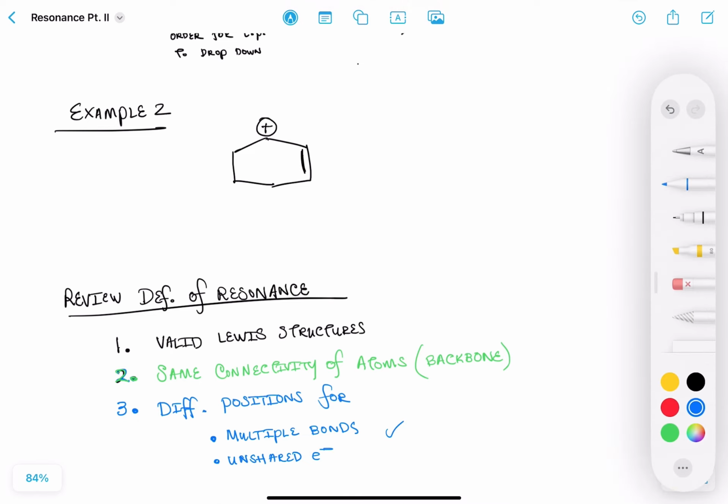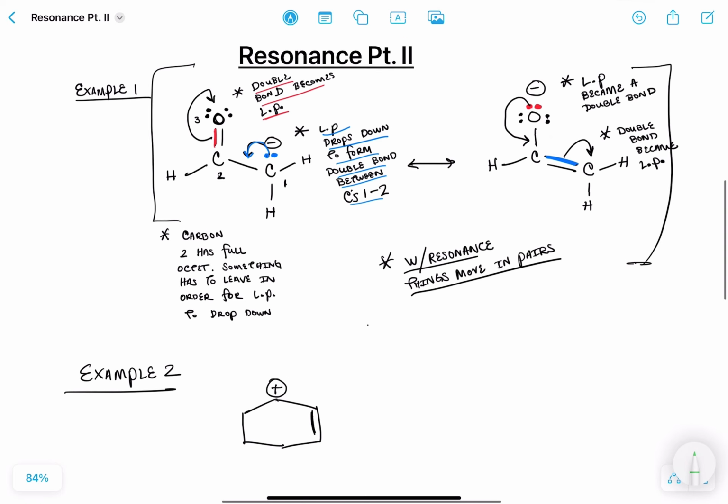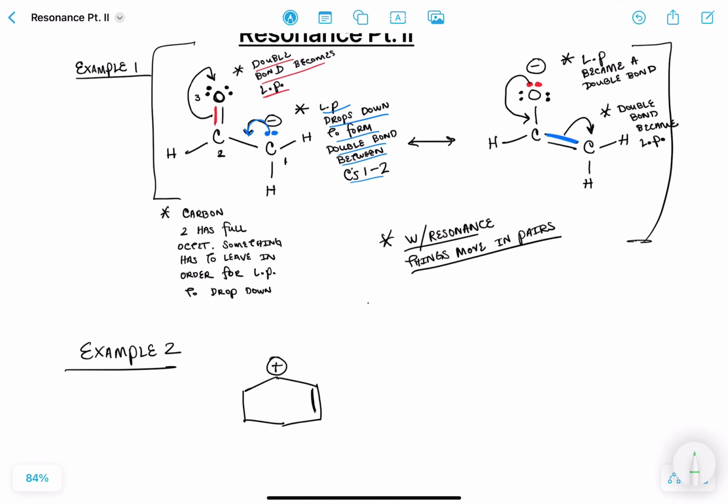Let's take a look at the connectivity of the atoms, the backbone of everything. So we have all of the backbones the same. Carbon connected to a carbon, the 1,2 bond, a carbon connected to oxygen, and a 2,3 bond. On the left it has a double bond there, but on the right it's only a single bond. So essentially we only care about the backbone.